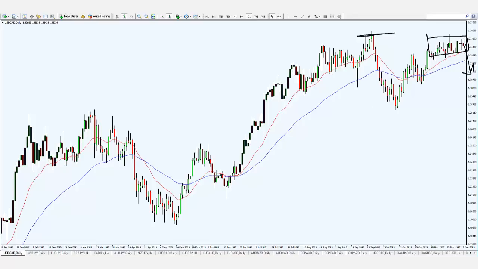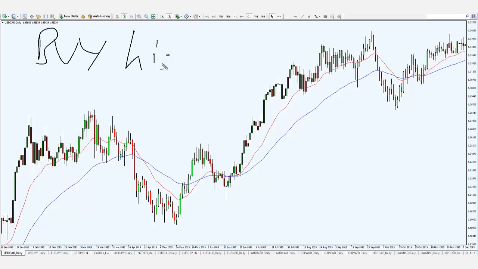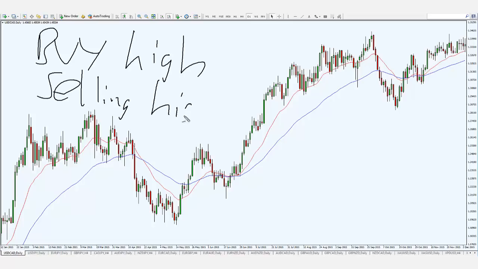But I'm a trend follower. I tend to think differently. I think of buying high and selling higher. This is me. This is the hallmark of all trend followers. We buy high and sell higher. We sell low and cover back our trade lower.